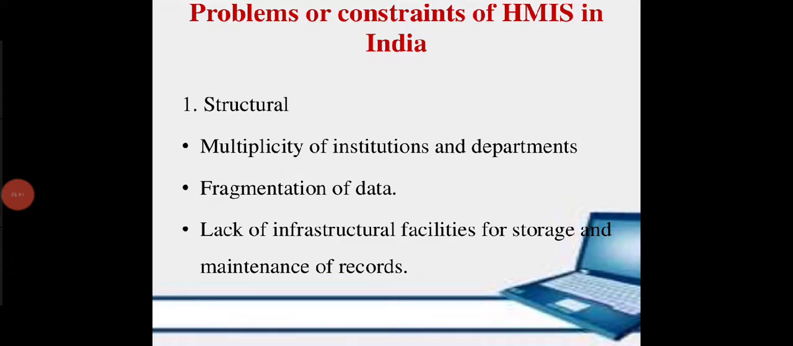Okay, first one is structural problems like multiplicity of institutions and departments, fragmentation of data, lack of infrastructure facilities for storage and the maintenance of records. See, first one is structural. You do not have a particular institution or organization to conduct this survey or to do this MIS, and data fragmentation will be there. Okay? It is split up. All the data are split up, and a particular facility is not there to store and maintain the record.